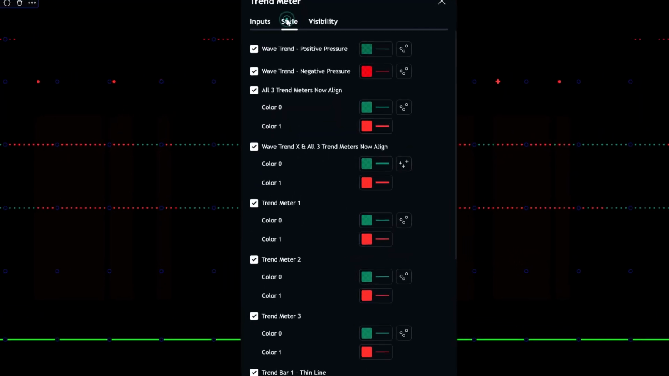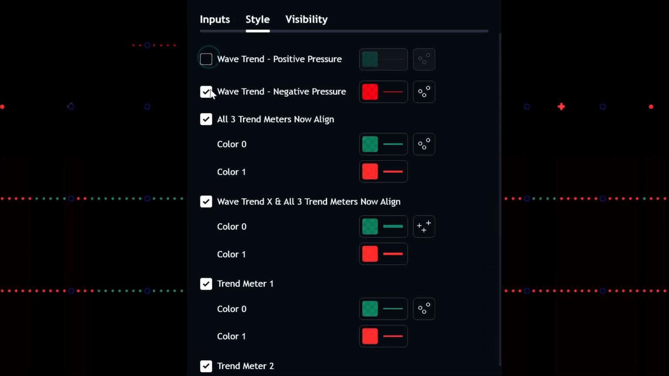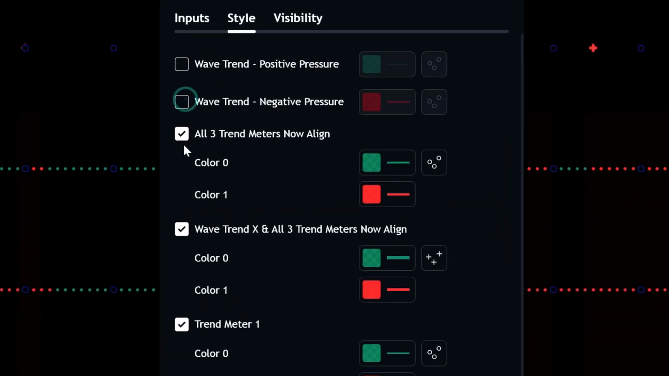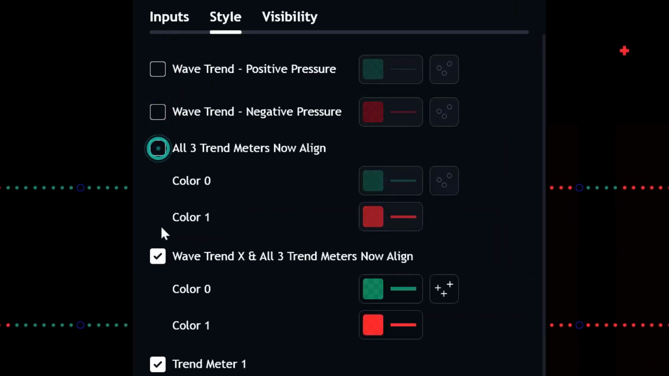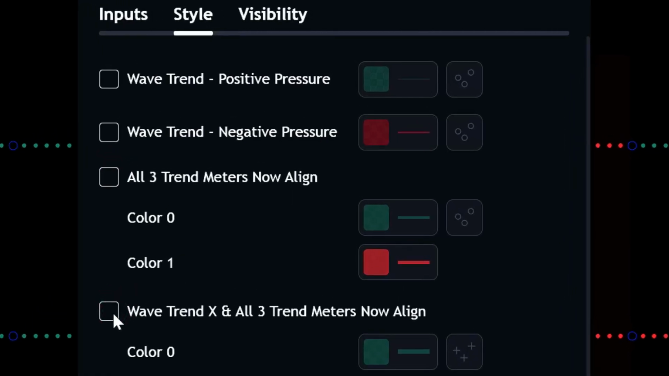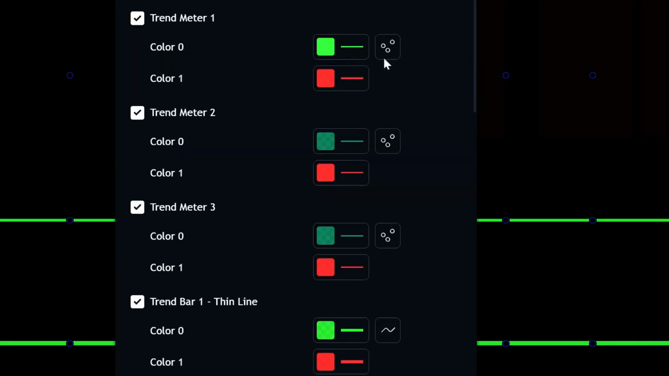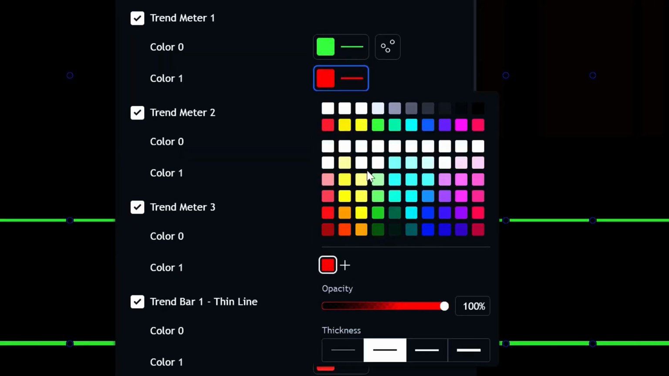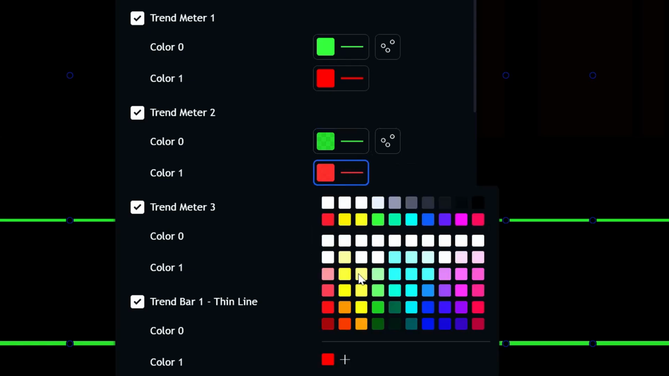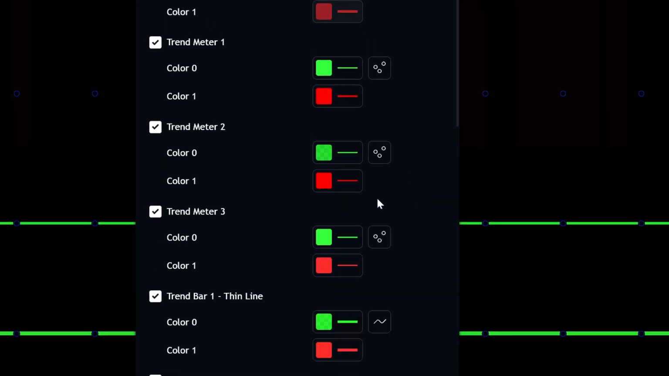Finally, let's clean up the chart a bit. Go to the style section. I recommend disabling the first 4 options to make the chart easier to read. Then, to keep things consistent, we're going to change all the colors to green for bullish signals and red for bearish signals. This makes it super easy to see at a glance what the trend meter is telling us.